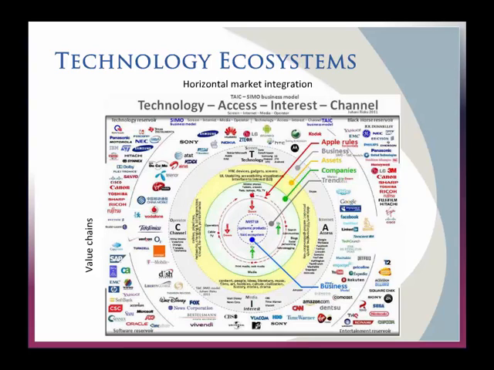On the bottom are interests, the different interest groups, right? Then on the right you've got access, that is access to media, and on the right are channels, are media channels. And what happens is around the rings, these ecosystems form.